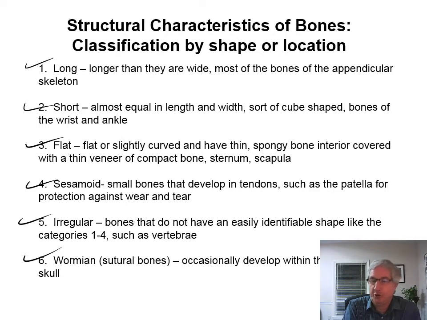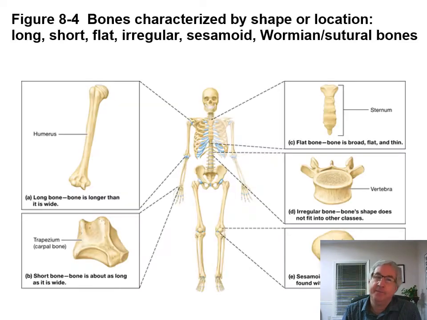Wormian bones or sutural bones are bones that occasionally develop within the sutures of the skull, and I'll show you some pictures of those here in a second. Next slide. So here are the pictures of what they look like.